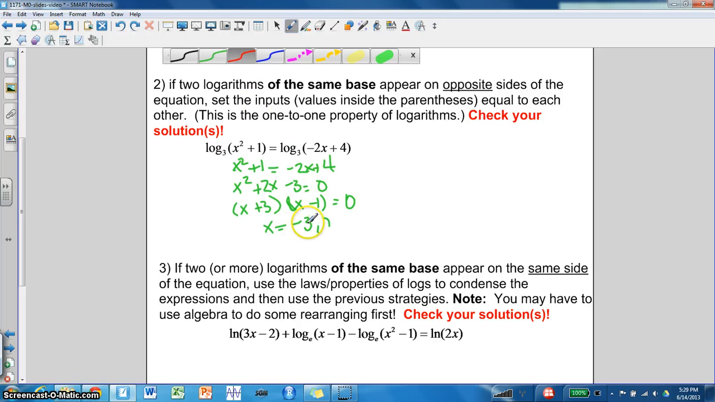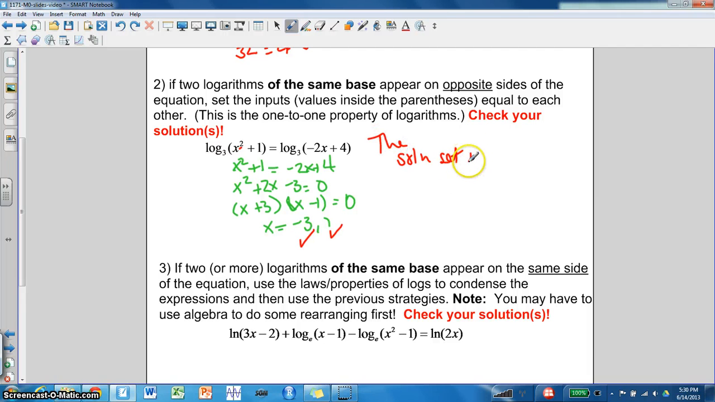So if I put in negative 3, let's see, I square that, that's a positive number. I'm just checking to see if it's positive or negative or 0. If I put in negative 3 in here, that becomes a positive as well. So this one's going to check. And then a 1 in here, that will check. And then this will be a positive number as well. So they both check. So I can say the solution set is bracket minus 3 comma 1 bracket period.